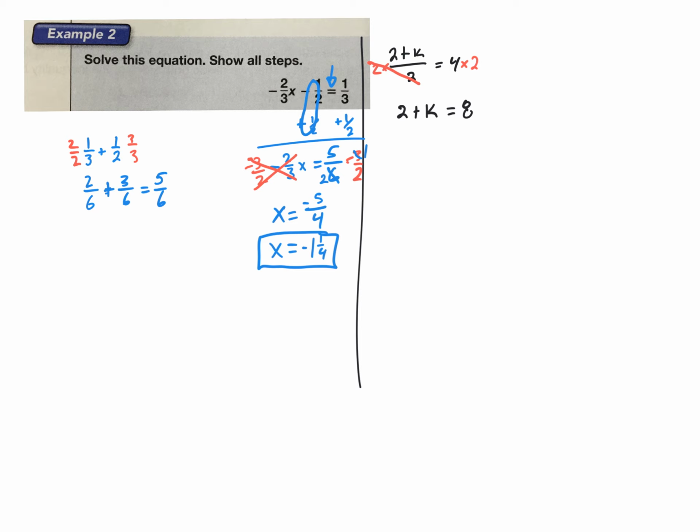Okay? Well, k is not by itself yet. Right now I have 2 more than k, right? There's 2 plus k. So this is a positive 2, so I'm going to go ahead and subtract 2 from both sides, because that 2 minus 2 just becomes 0. And so what's left is 0 plus k, or just the k. On the right-hand side, I have 8 minus 2, which is 6. So the answer for this one would be k equals 6.